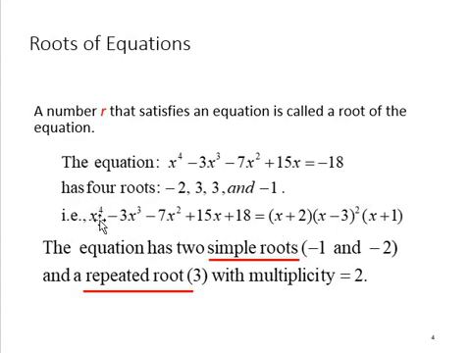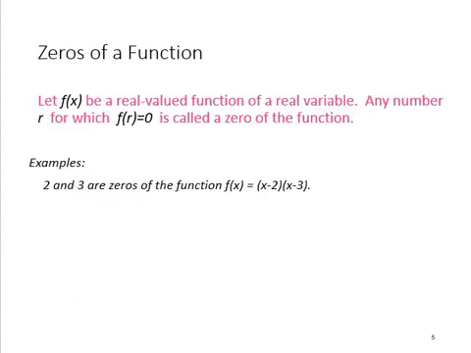Same when you want to use this expression and express it in terms of roots, you'll express it as factors. So the first root will give you x plus 1. The second will give you x minus 3 squared since they are repeated. Last one will be x plus 1. So the equation has got two simple roots, minus 1 and minus 2, and a repeated root 3, which is of multiplicity 2.